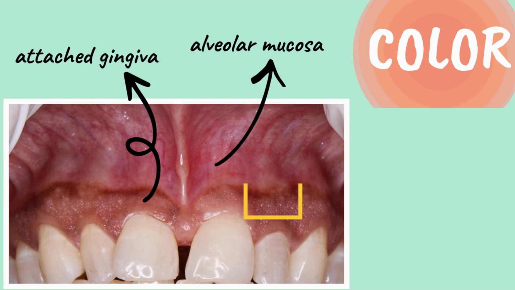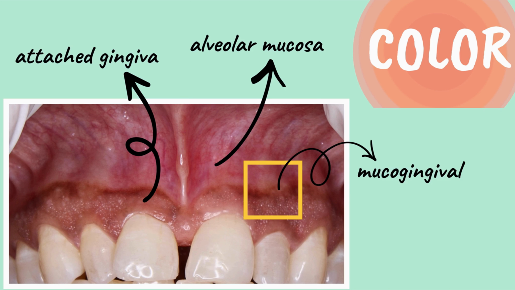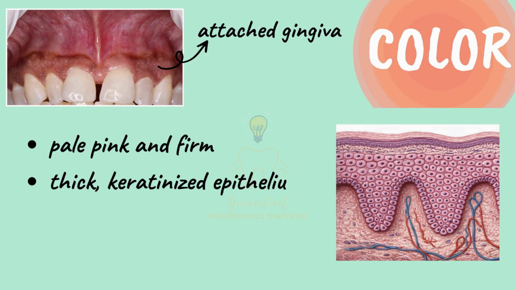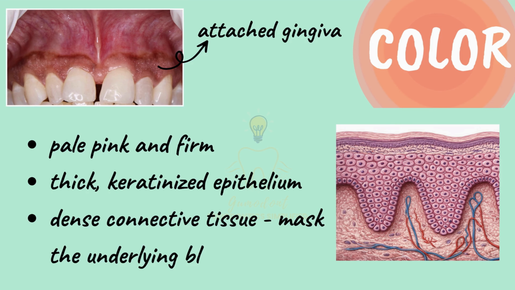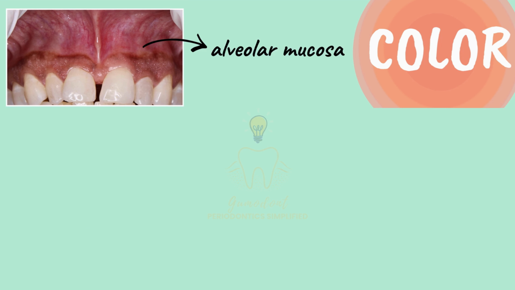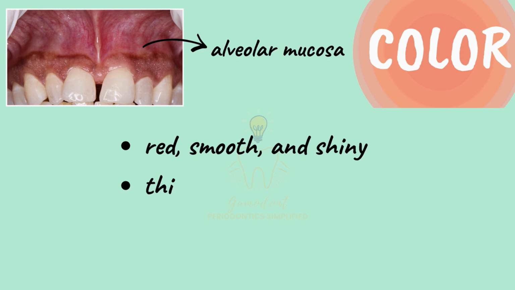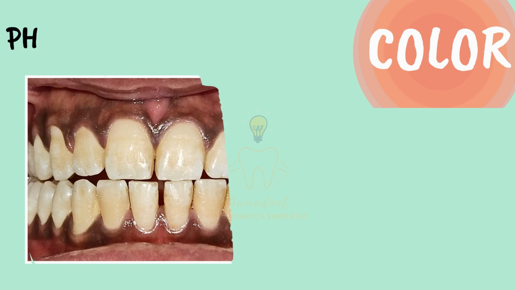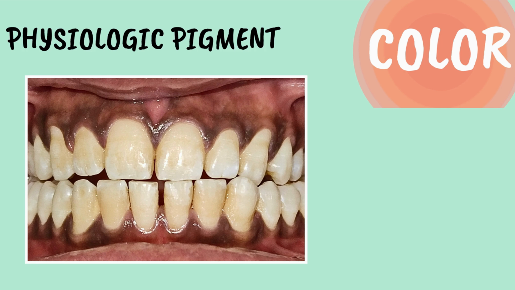The attached gingiva is clearly demarcated from the alveolar mucosa by the mucogingival junction. It appears pale pink and firm due to its thick keratinized epithelium and dense connective tissue, which masks the underlying blood vessels. In contrast, the alveolar mucosa appears red, smooth, and shiny because it is thin, non keratinized, and highly vascular. Another important variation within normal is physiologic pigmentation.